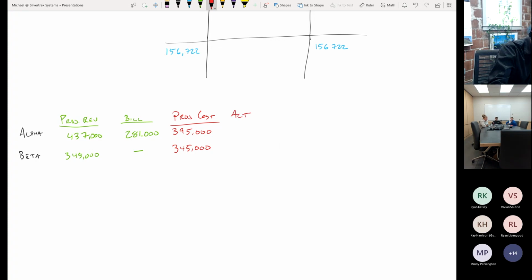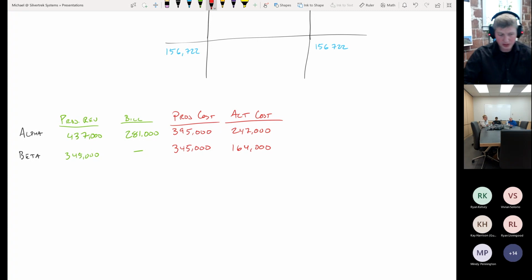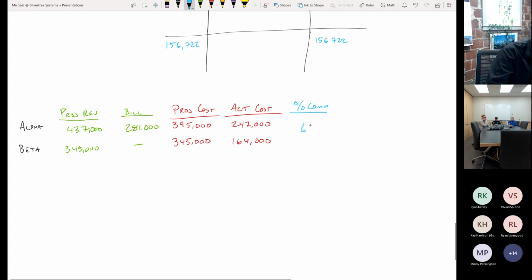Well, our actual cost, if we looked at our accounting system, our cost to date is $247,000 on this job and $164,000 on that job. So beta has a problem, right? 0% margin. And before we were something at like 10% margin. So we do the same math as we did before, right? Our percent complete, and we would take our actual cost and divide it by our projected cost. We get to 63% here, 63% complete on that job, and 48% complete on that job.